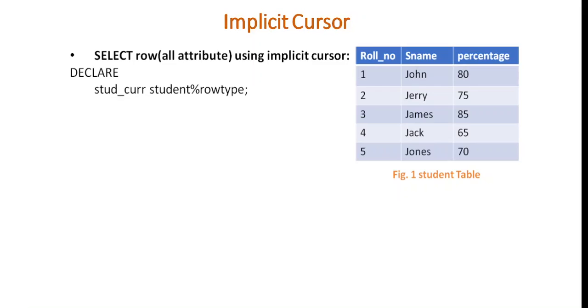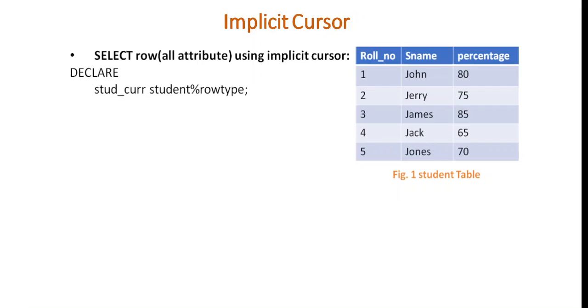Which is of type record. Okay, record is a type of variable which is used to hold an entire row, all the attributes in a single table. So my record name is studcur, and the type of this studcur is student%rowtype.